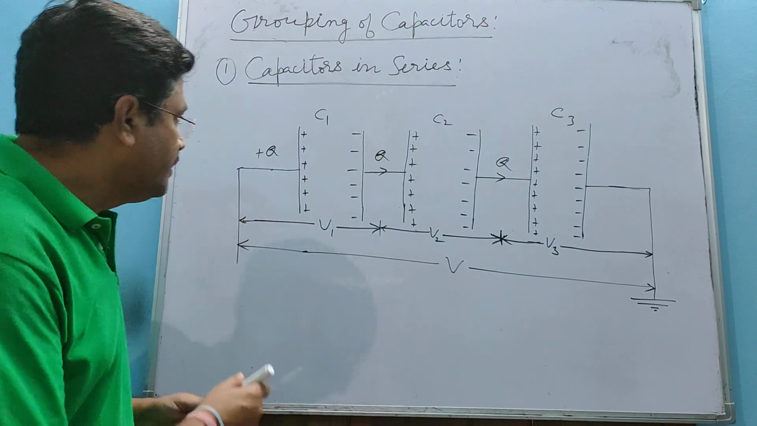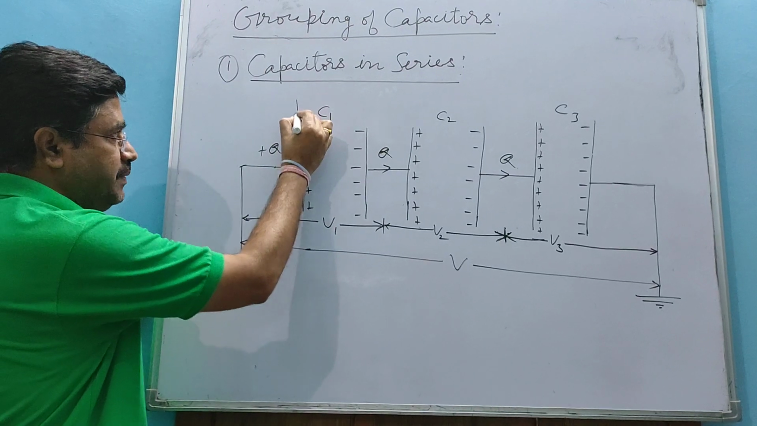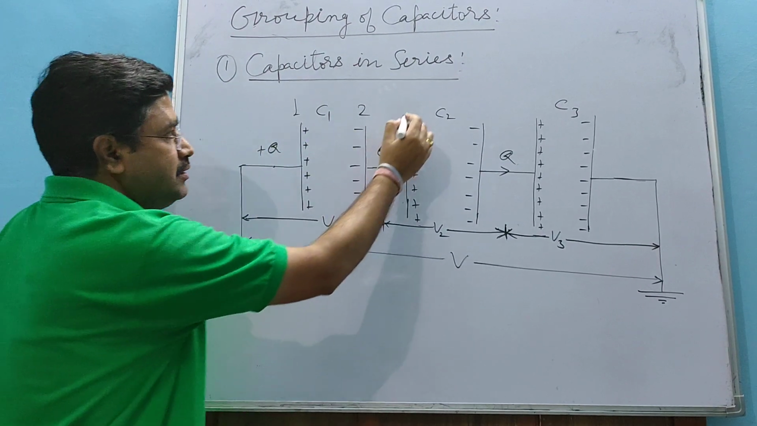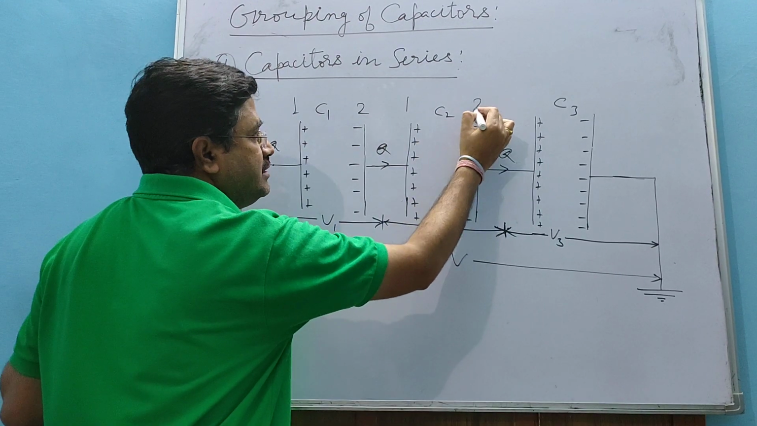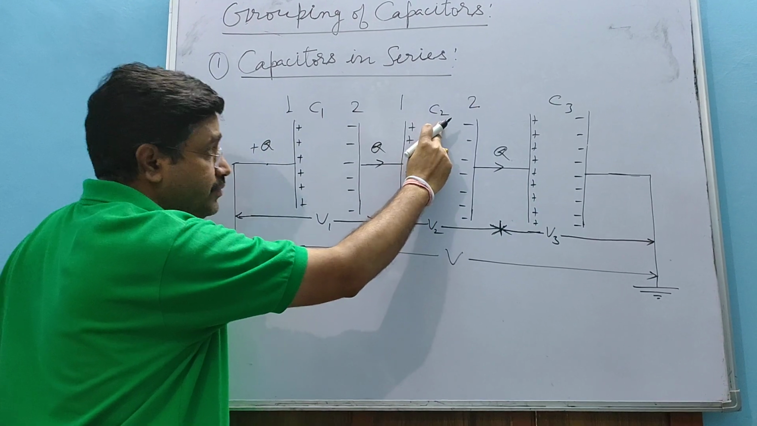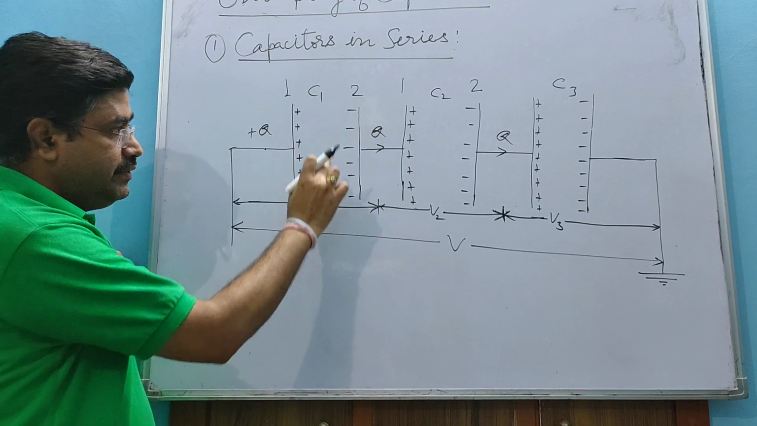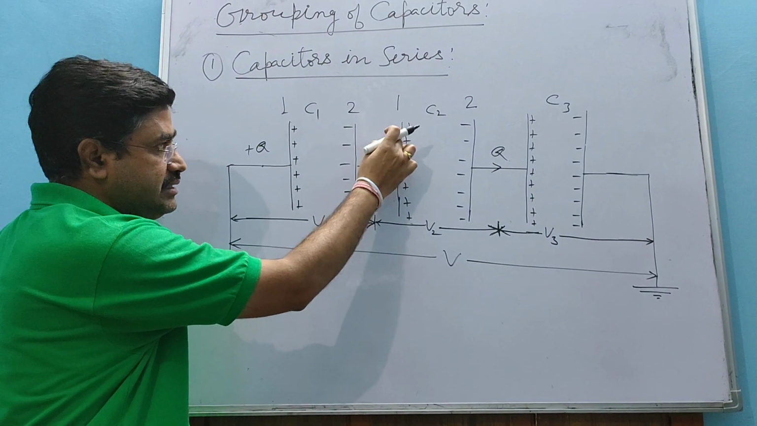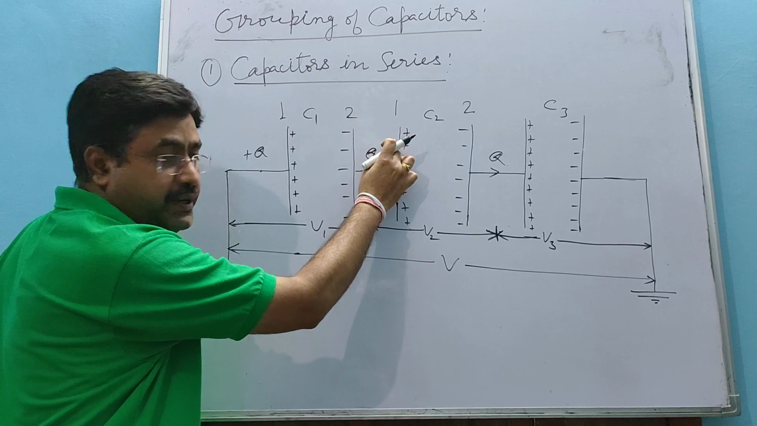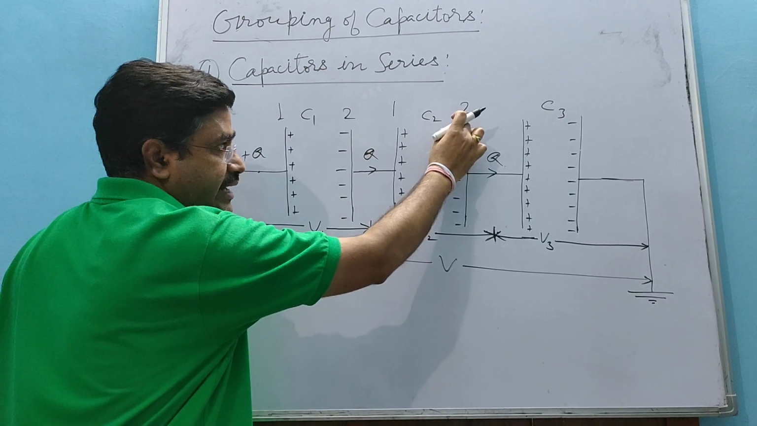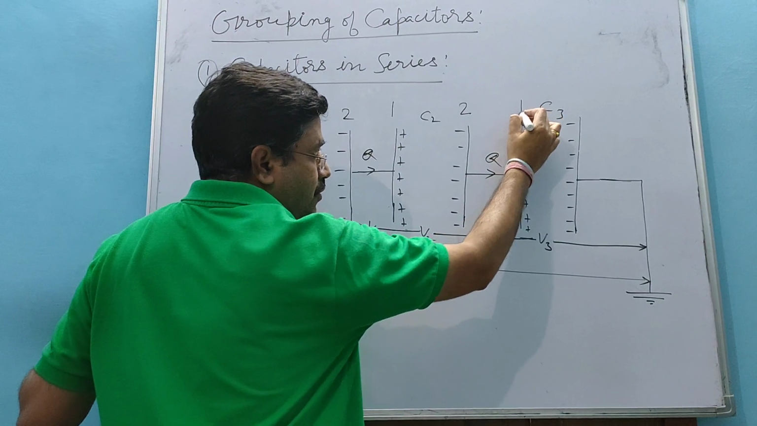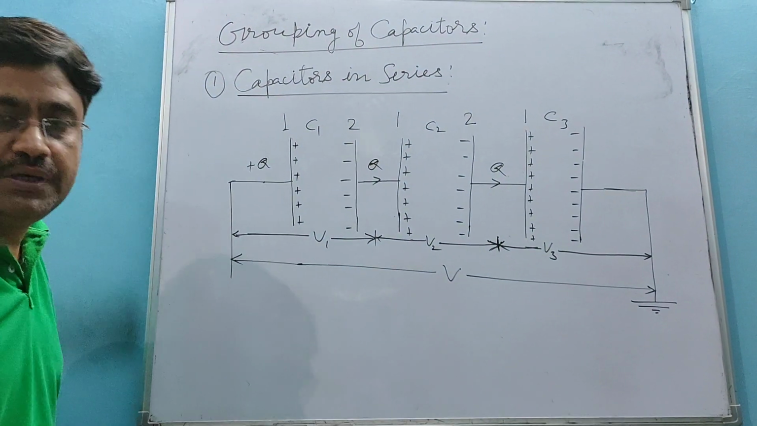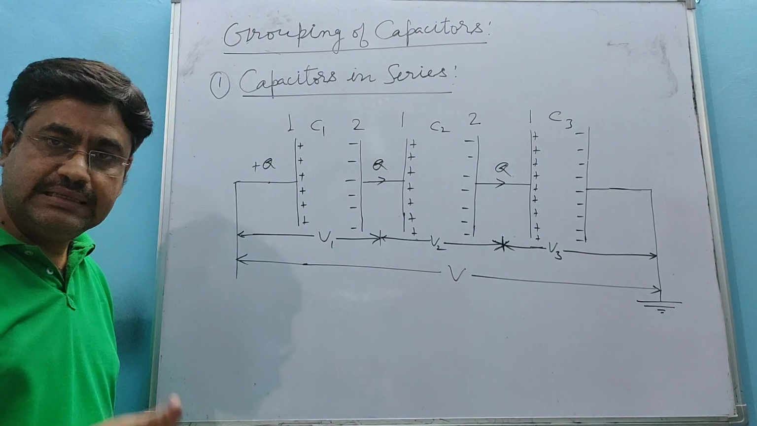For example, you see this is the first plate and this is the second plate of C1. This is the first plate and second plate of C2. So what you find: if the second plate of the first capacitor is connected with the first plate of the second, and the second plate of the second is connected with the first plate of the third capacitor and so on, they are also said to be connected in series.